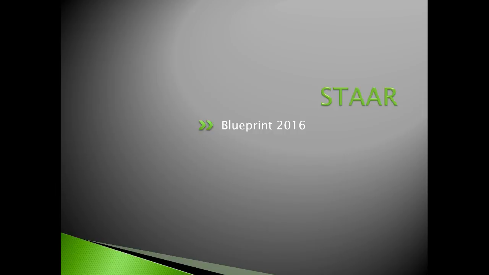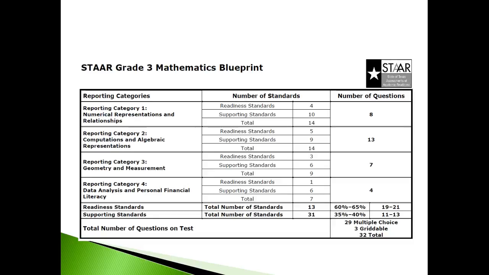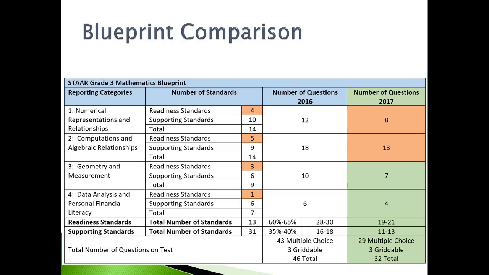So one more thing I'd like to share with you is the STAR blueprint has changed. Notice there's 14 lower items than before. There's only 32 total test items. Here's a comparison that I've made for you. The readiness standards stay the same as did the supporting standards. The number of those are still the same. And we'll still have 60 to 65% on readiness standards of the test and 35 to 40% on supporting standards. So that theory has not changed.